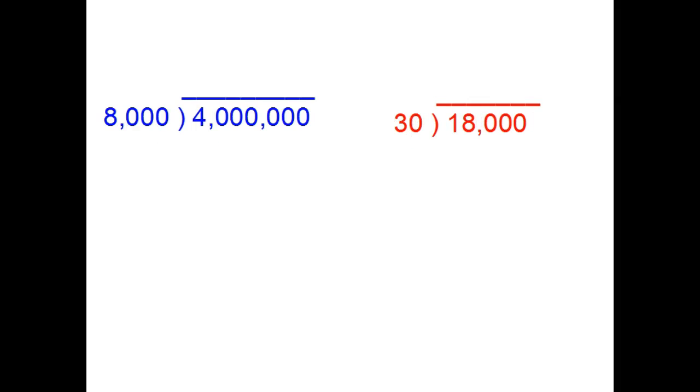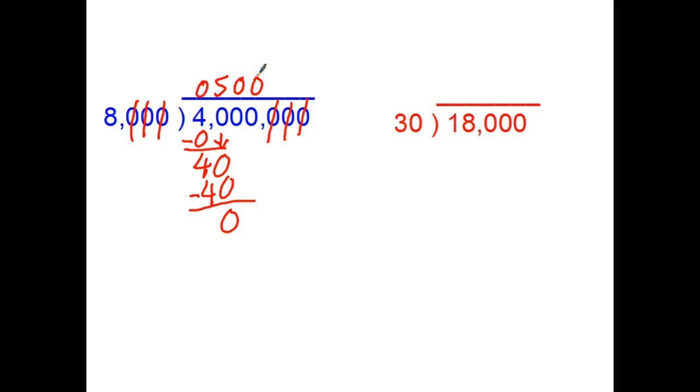Give you a couple to try out. 1, 2, 3 on the inside. 3 on the outside and 3 on the inside. How many 8s in 40? Well, there's none in the 4. How many 8s in 40? 5. 5 times 8 is 40. And then notice we've got 2 zeros we haven't used here yet, so they both need zeros above them, so it would be 500.